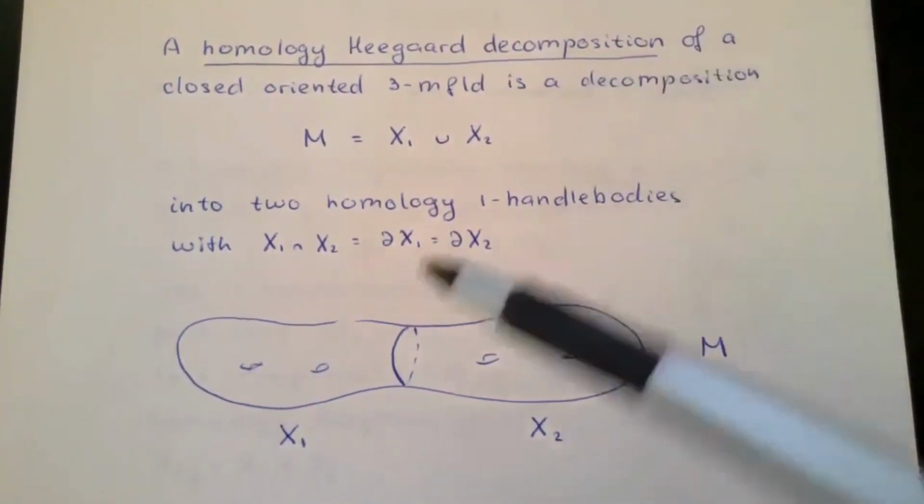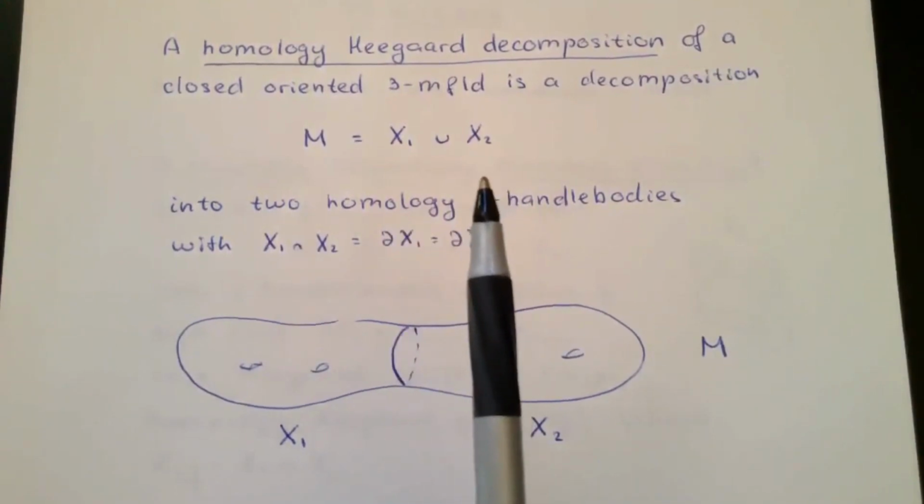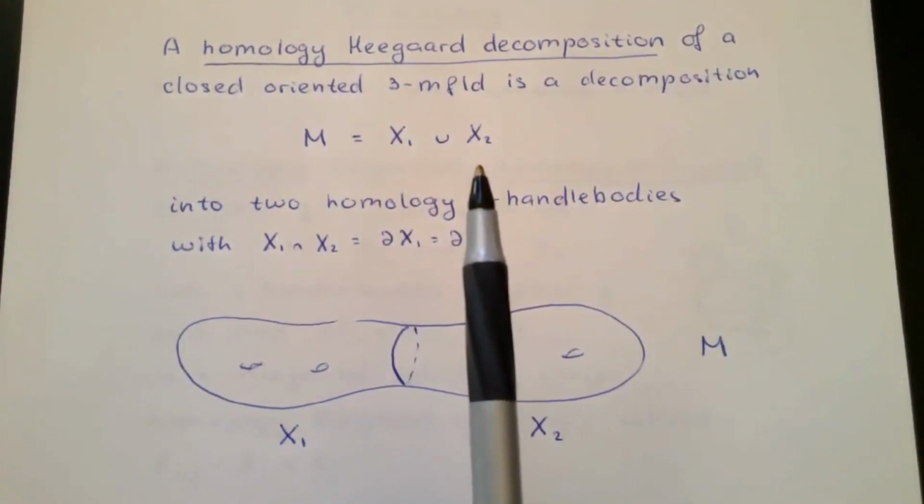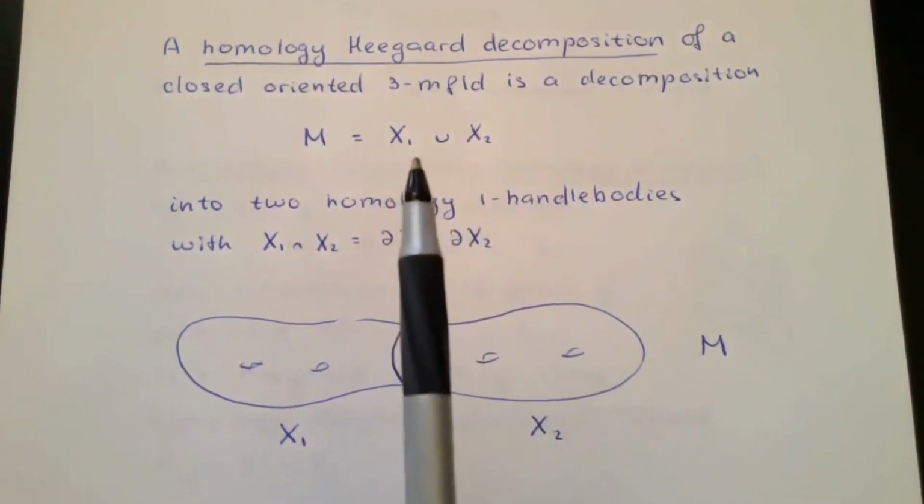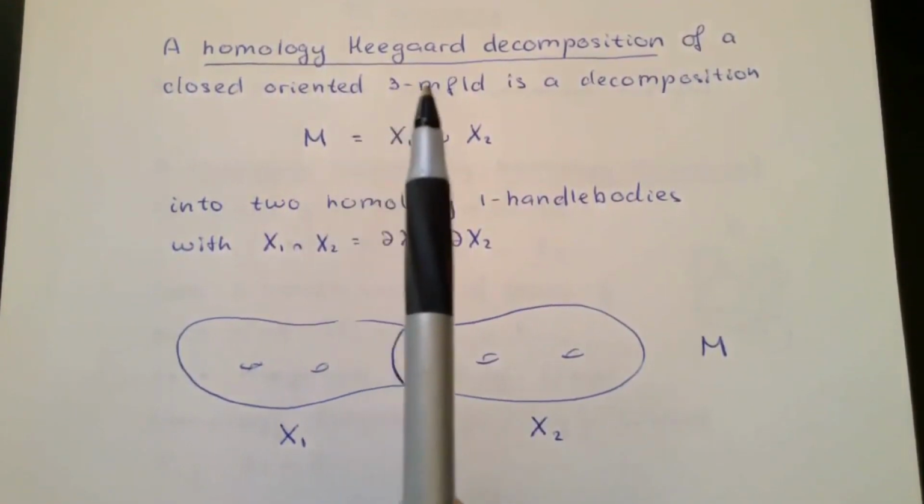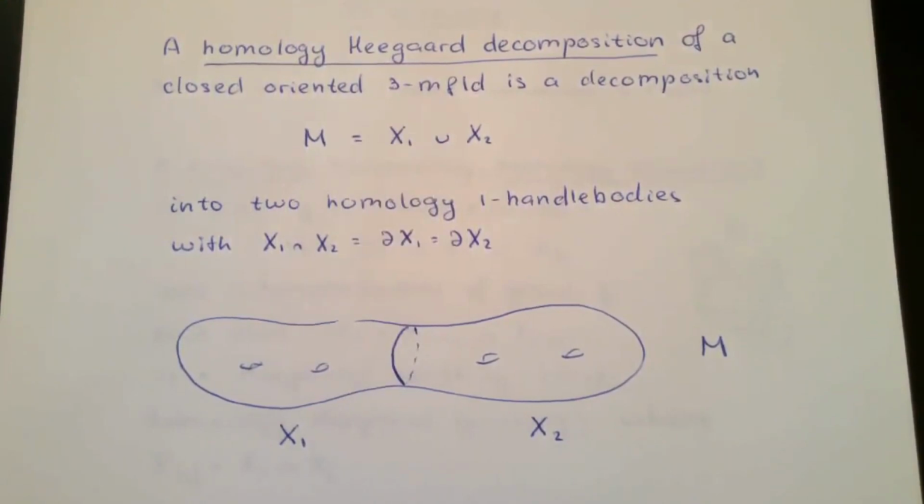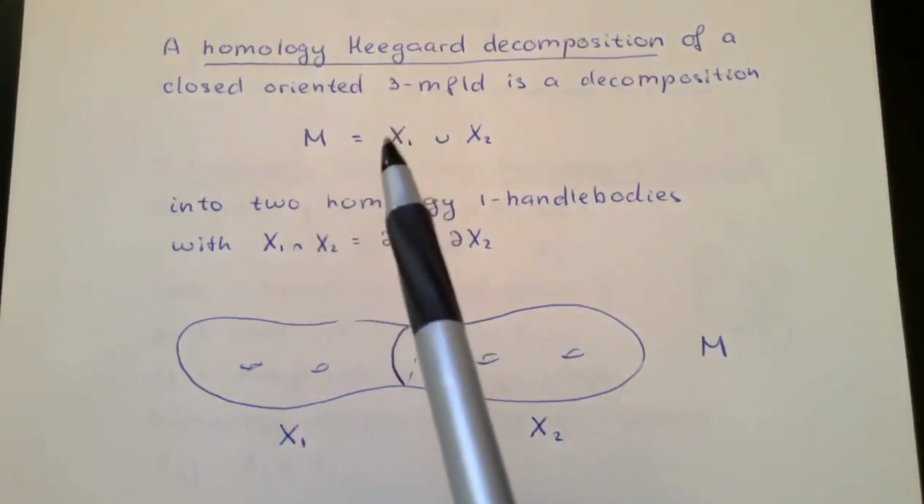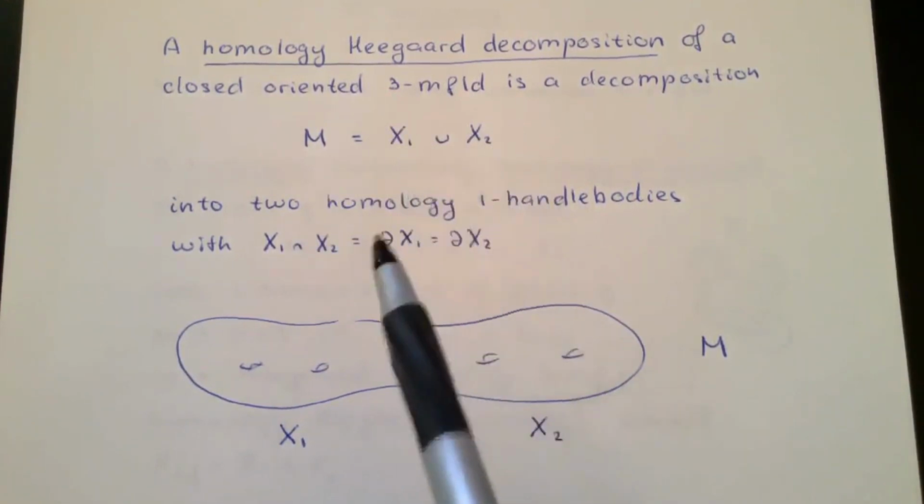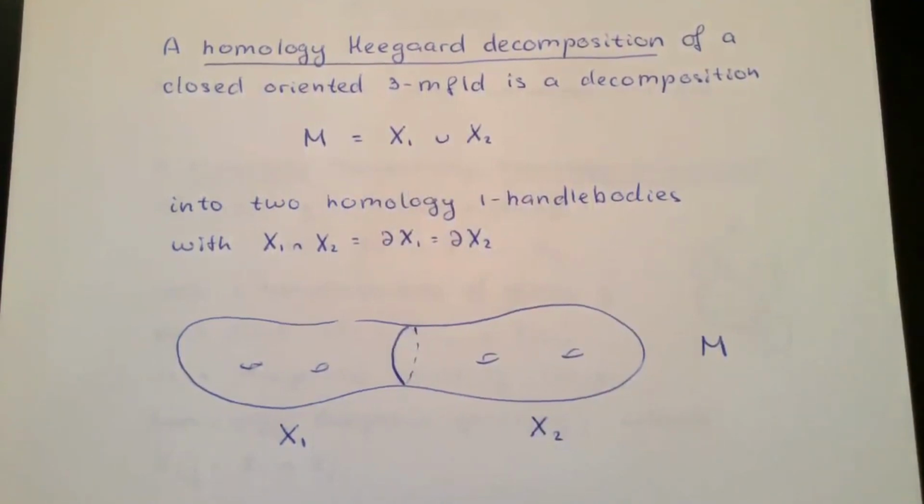When the compact manifolds X1 and X2 are genuine one-handle bodies, not homology one-handle bodies, but genuine one-handle bodies, in this case, the homology Heegaard decomposition is actually the standard Heegaard decomposition. So this is a Heegaard decomposition of a three-dimensional manifold. But now we consider more general Heegaard decompositions, which we call homology Heegaard decompositions. In a homology Heegaard decomposition, we allow these manifolds X1 and X2 to be homology one-handle bodies, not necessarily one-handle bodies.